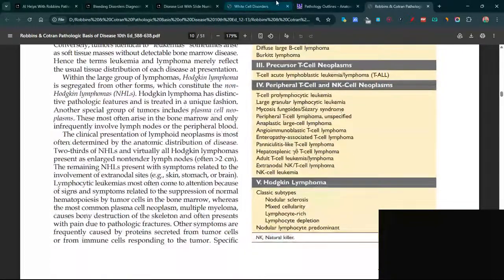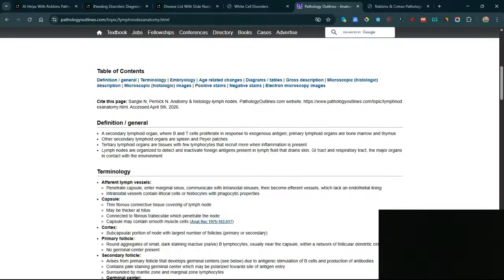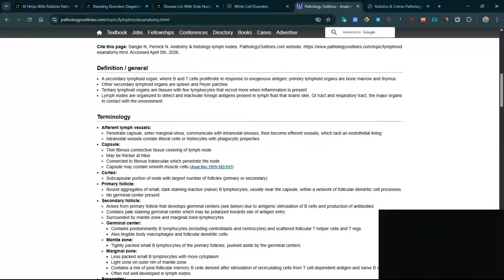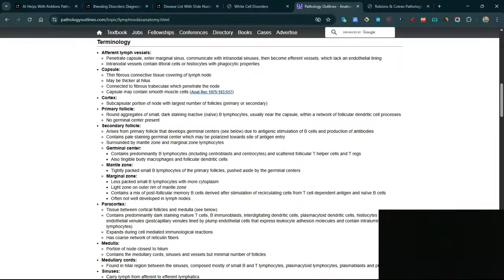Lymph nodes act as defensive barriers, and they frequently get enlarged. We have seen the histology, so what is the function of each part? Let's start by forgetting about everything else, and define only the cortex and medulla. So cortex: the subcapsular portion of the node with the largest number of follicles.